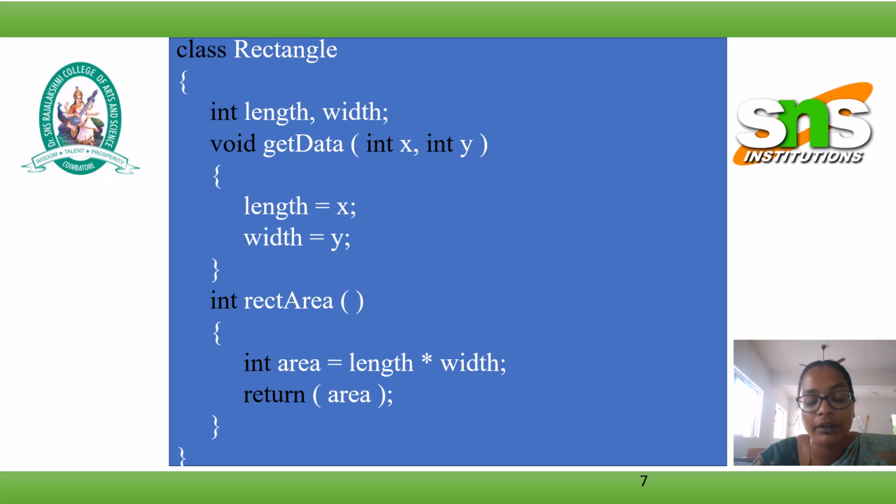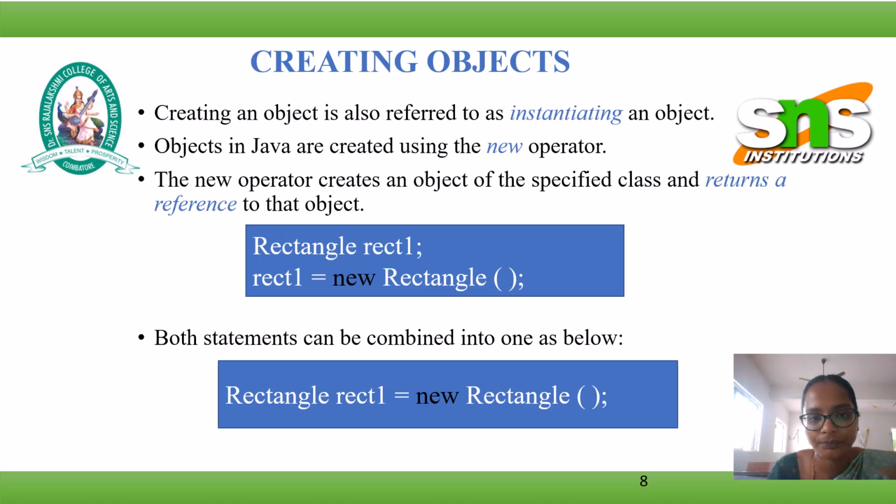After that, I'm creating one more method called int rectArea. I'm calculating the area of the rectangle. Here the formula is int area equals length into width. It multiplies the values of length and width, and it returns the integer value of area for this example.